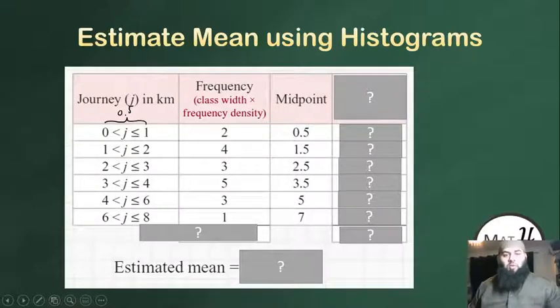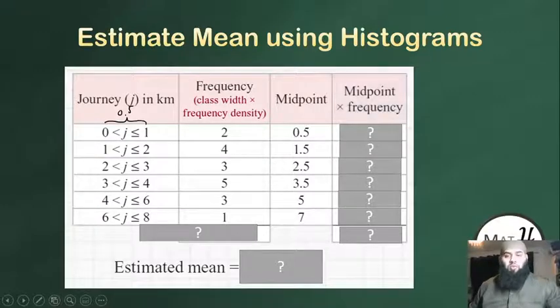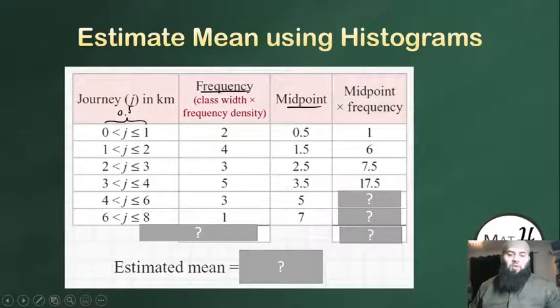Okay. Once you find the midpoint, you have to do the fourth column, which says midpoint times frequency. So you're going to multiply each midpoint with its frequency. So we're going to do 2 times 0.5, we get 1. 4 times 1.5 is 6. 3 times 2.5 is 7.5. 5 times 3.5 gives us 17.5, and all the way to here.